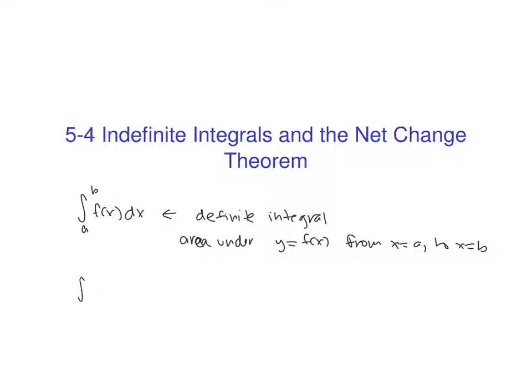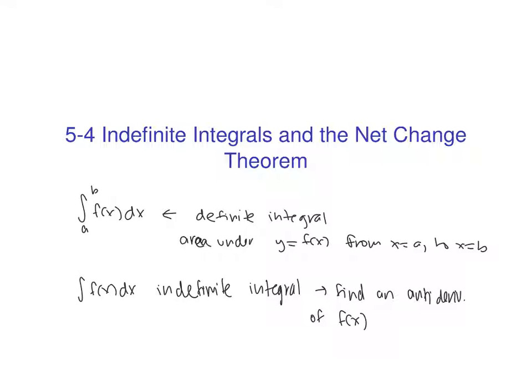If you take the bounds off, that is called an indefinite integral. And that symbol means find the antiderivative, just like the prime symbol means take the derivative, right? So this means find an antiderivative of f of x. And in that case, really "an" isn't quite right. It really is the most general.